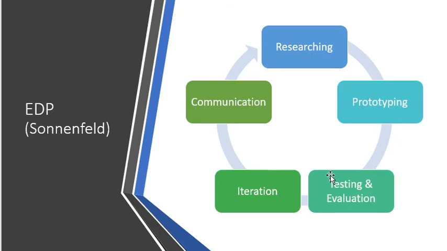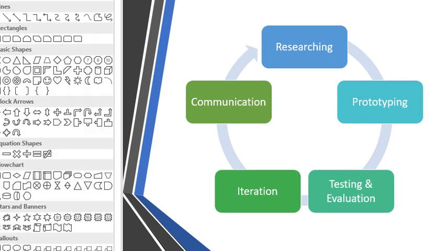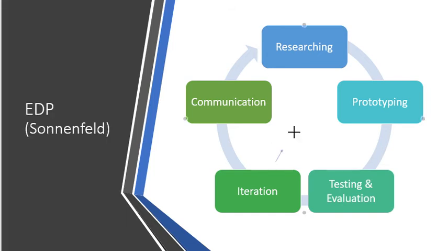Visually, this is how it looks, except maybe I should have added a new arrow, which I'll do right now actually. Because iteration simply means that you go back after you've reached this step, and you go back to the prototyping process. So after you've researched the problem space and the solution space, you build something.